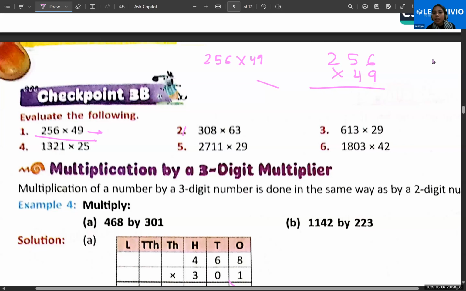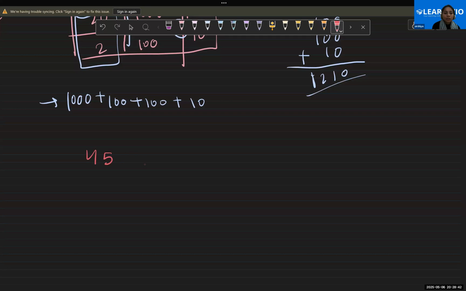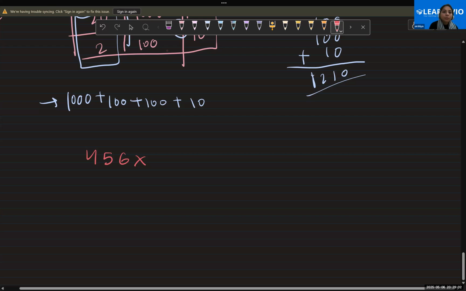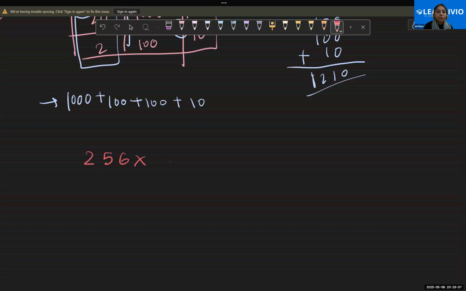It was 456, right? Can you check the question? Checkpoint 3B, first question. 3B or 3C, I think. 3B. Yes. What is the question? 256 multiplied by 49. Okay. I'll write this in the column.